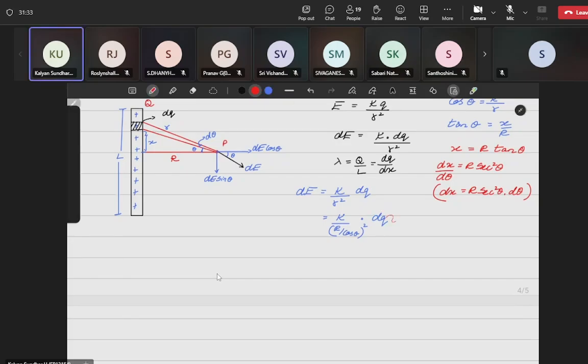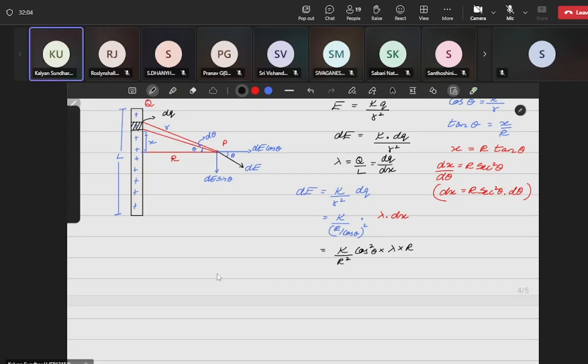And how can we write dq in terms of lambda? Linear charge density, so dq is lambda into dx. So erasing this, it becomes lambda into dx. Now tell me, this will be k by r square cos square theta into lambda into, what is the dx value?